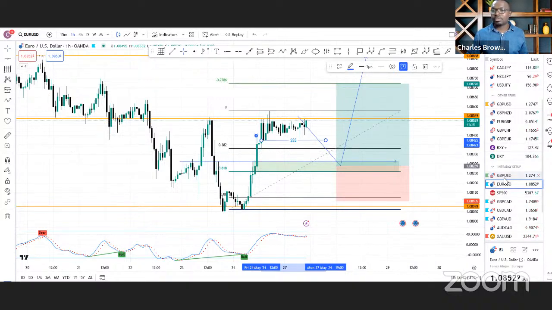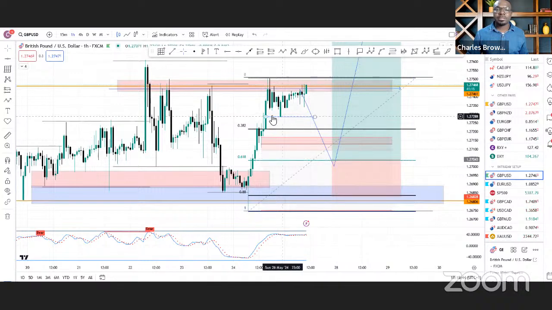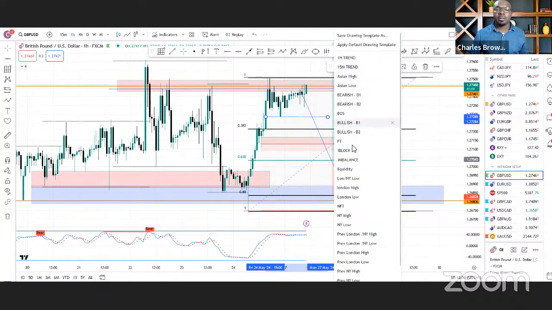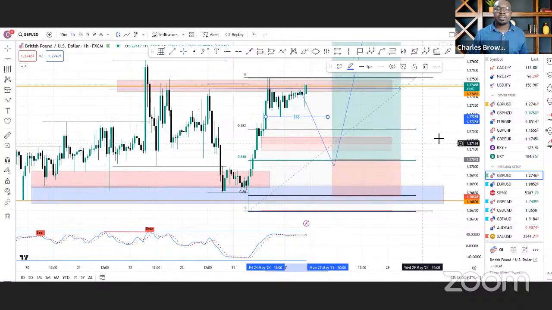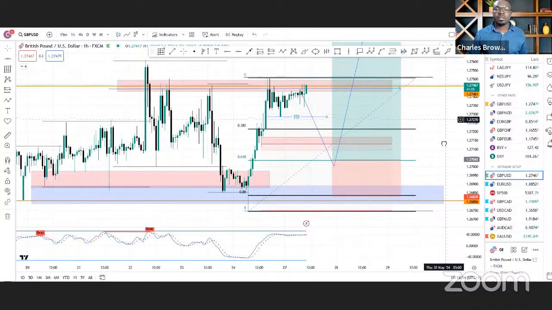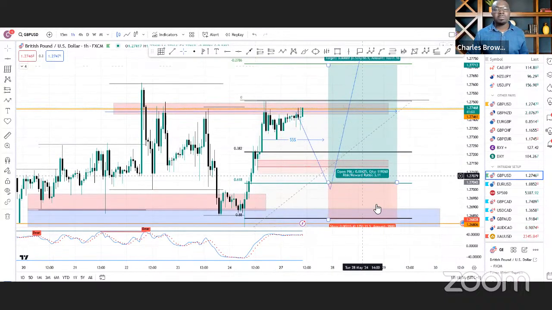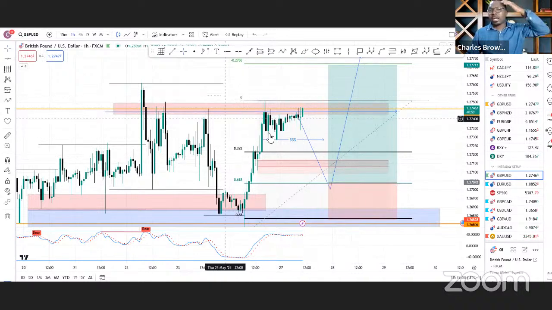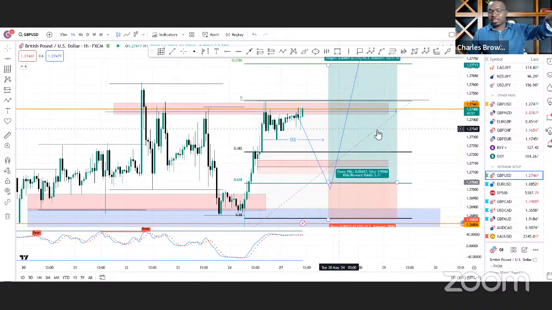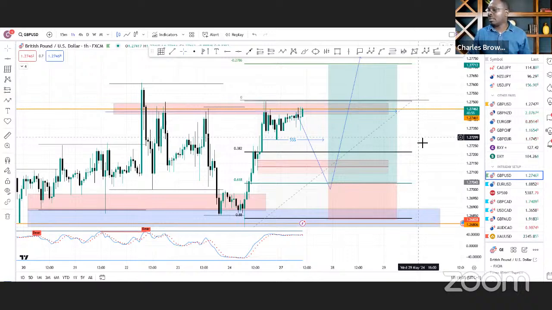Then on British pound, the same thing. I need to create a liquidity here, and then wait for price to do that. If it pushes higher, I'm not going to trade it. I need a pullback. So whatever it's doing now is none of my business. The market is not ready for me. Any question? Any comments?